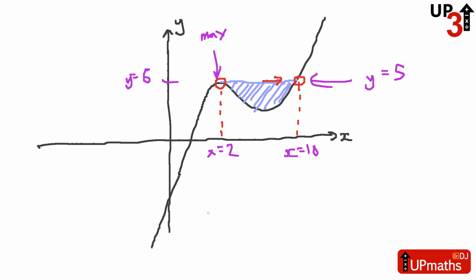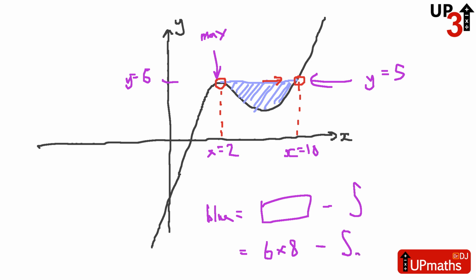So then I would need the blue area equals the area of the rectangle minus the integral, which would be 6 times 8 minus the integral from 2 to 10.